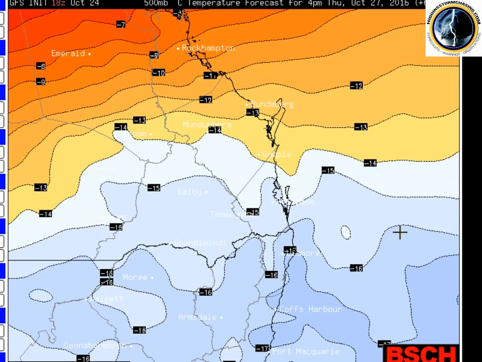Okay, well it looks like we've got a stormy end to the week coming up for parts of southeast Queensland and northeast New South Wales on Thursday and particularly on Friday. So let's move on and have a look at some forecast data and graphics.